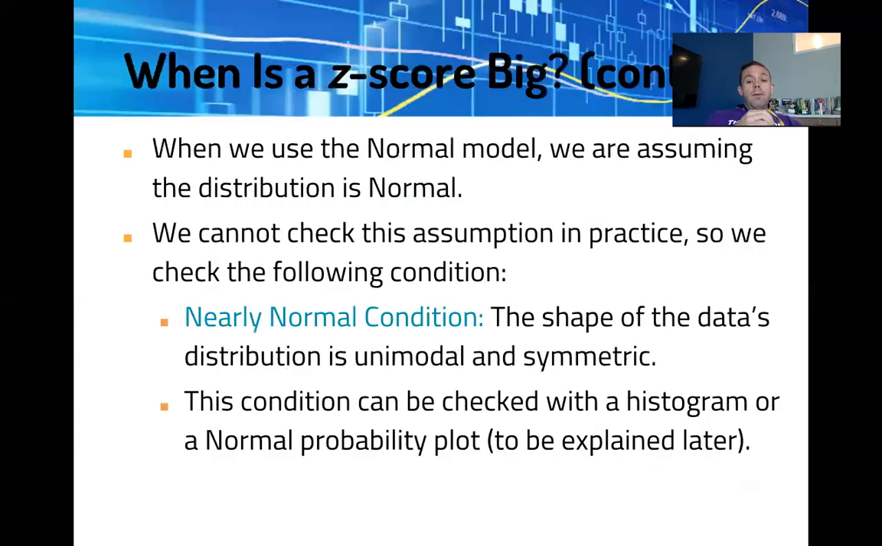So when we use the normal model, we are assuming the distribution is normal. We cannot check this assumption in practice, so we will check the following condition, the nearly normal condition. The shape of the data distribution must be unimodal and symmetric. This condition can be checked with a histogram or a normal probability plot.